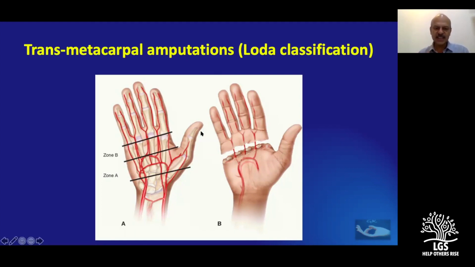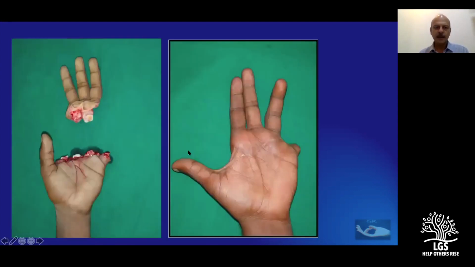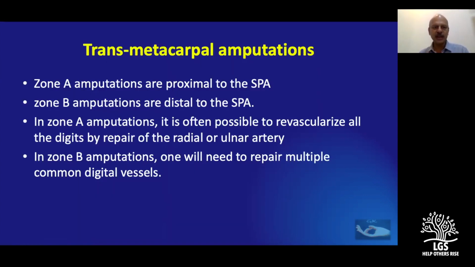If it is at this level, zone A, this is the example to show the zone A amputations are proximal to the superficial palmar arch. In zone A amputation, it's possible to revascularize the entire digit by repair of a single artery. You just do the radial side artery or the ulnar side artery, you can get the whole hand revascularized. But in zone B amputations, you may need to repair multiple common digital vessels, and especially if there's been a crush element, it is ideal to take a vein graft from the dorsum of the foot, which has multiple tributaries, and anastomose it to the different vessels.